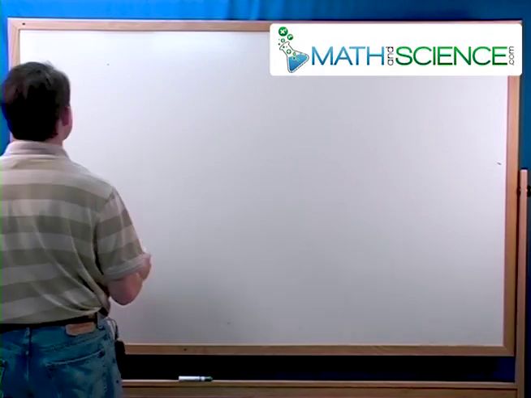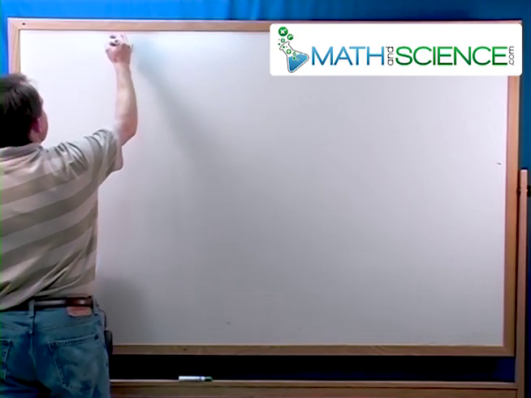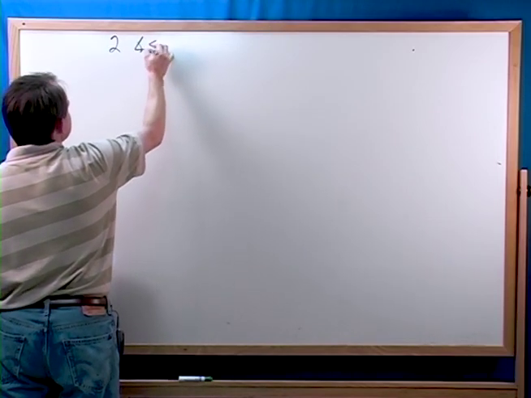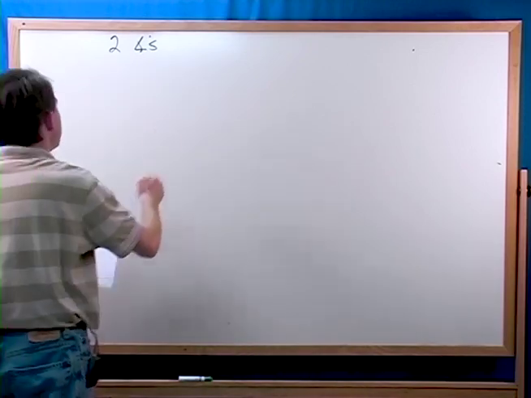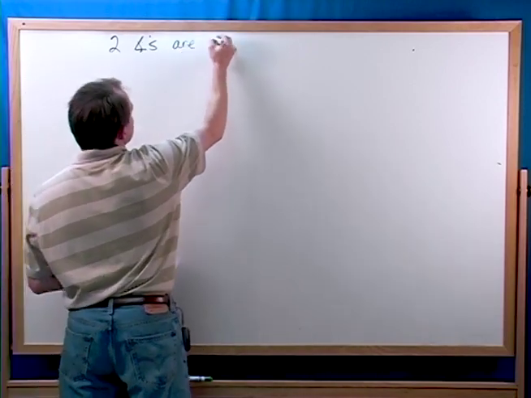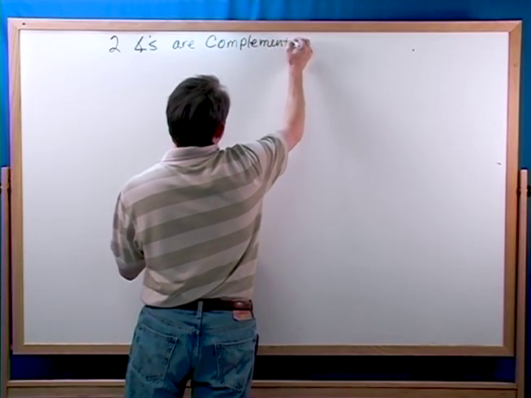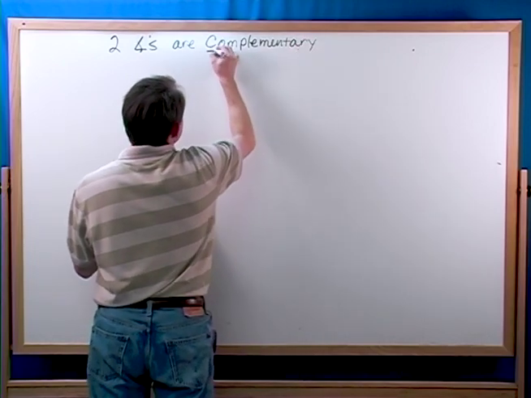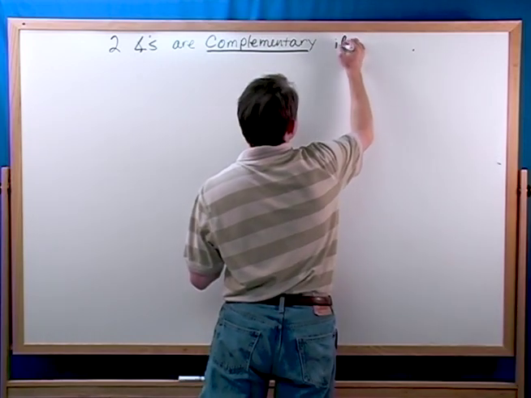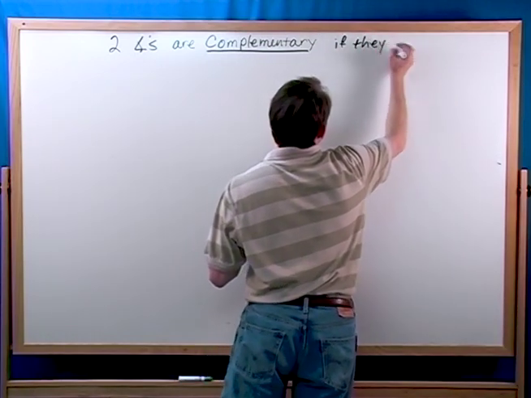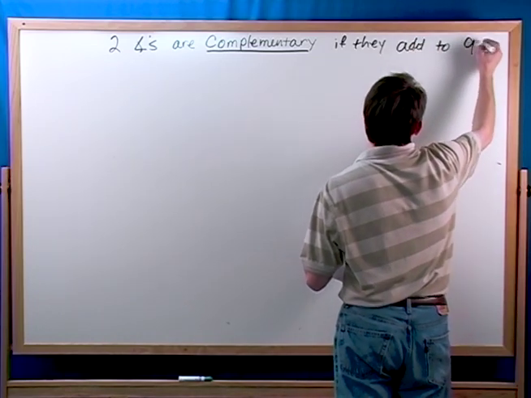First thing we're going to do is state, as a definition, and this is exactly how you'll see it written in the textbook, so I'm writing it down with these abbreviations: two angles are complementary. I'm going to underline that because that's the term we're trying to learn here. Two angles are complementary if they add up to 90 degrees.